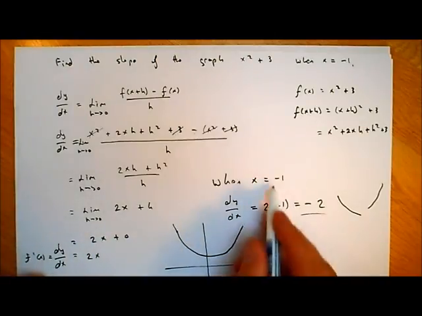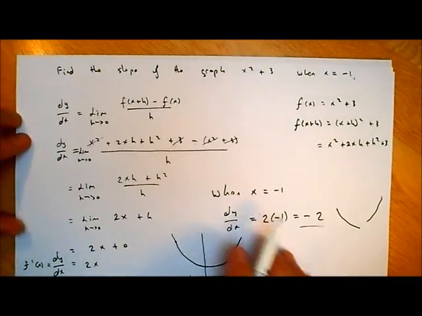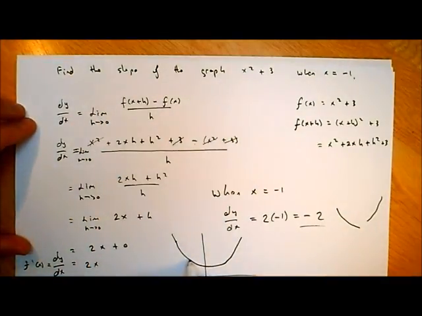So when x is equal to minus 1, let's say minus 1 is out here, what the question was asking us to do was to find the slope of this graph when x is equal to minus 1. So find the slope of the graph right there. And the slope of the graph is there, like that. That's the slope of the graph, and it turned out to be minus 2.